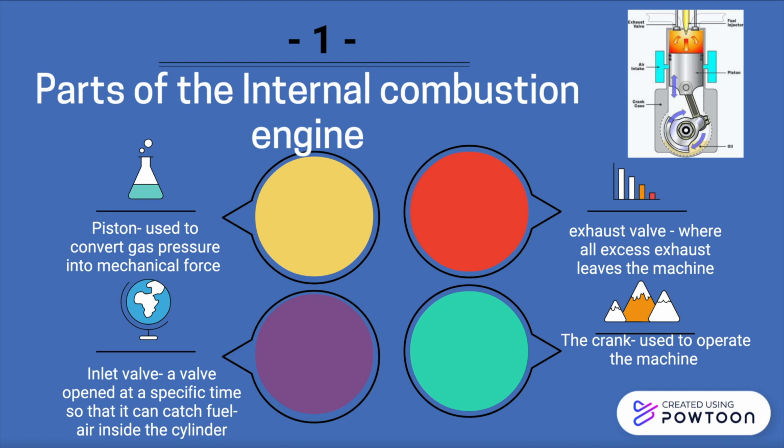Then we have the exhaust valve, which is included in the last step, where all excess exhaust leaves the machine. This is a long process for the internal combustion engine, but there's always exhaust that comes in. So the exhaust valve is the last step where all of the exhaust leaves the machine and lets the car or vehicle function. Then obviously we have the crank, which is used to operate the whole machine and keeps repeating itself.